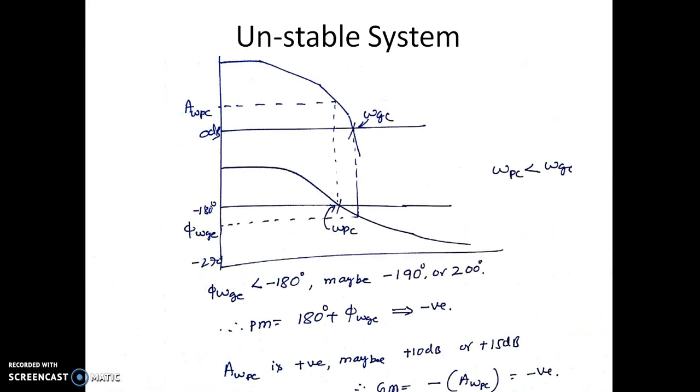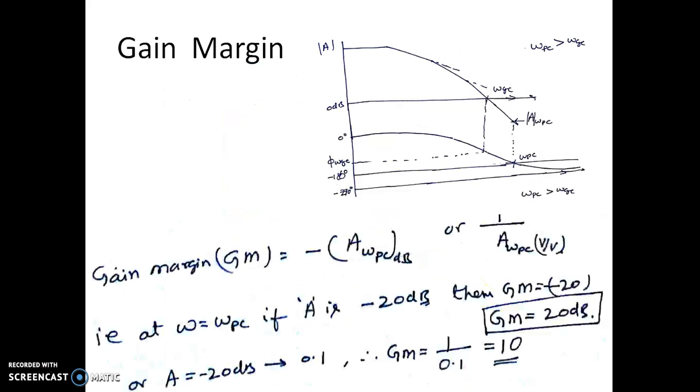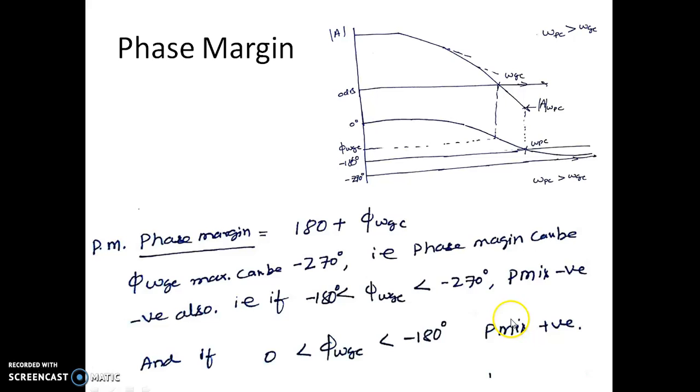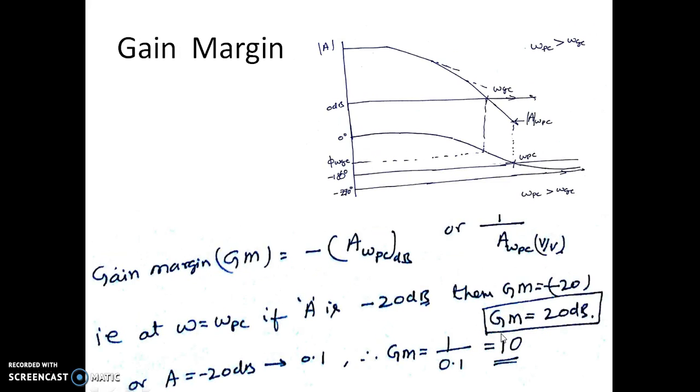So let us see a system which is unstable in nature. In the previous case you can see the gain margin is positive. The phase margin is also positive because omega GC happens to be before omega PC, so phi of omega GC will satisfy this particular condition. So the phase margin is positive as well as the gain margin. So this is a stable system.